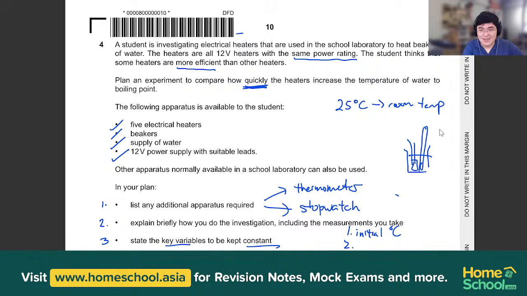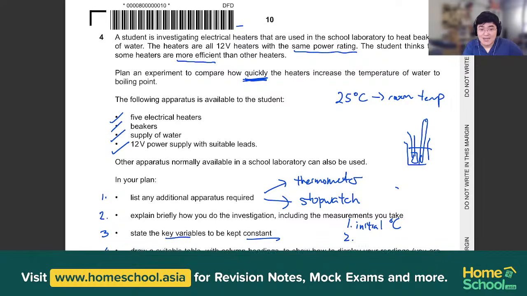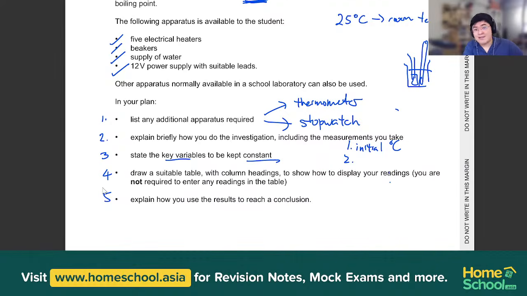Once that is done, you can redo this experiment a few times to get an average answer. That's how you get the reading value for one particular heater. And number 4, we'll draw a table; let's do that later. And 5, explain how you use the results to reach a conclusion.